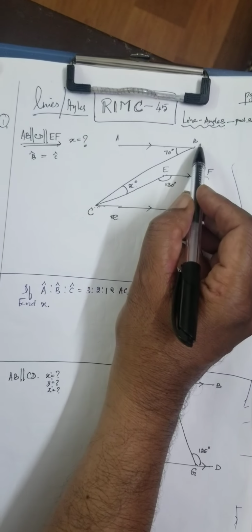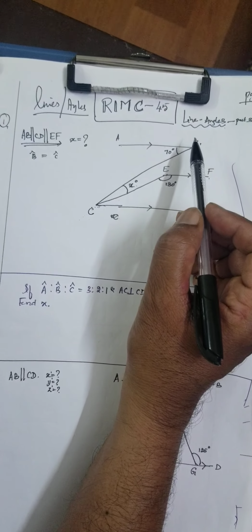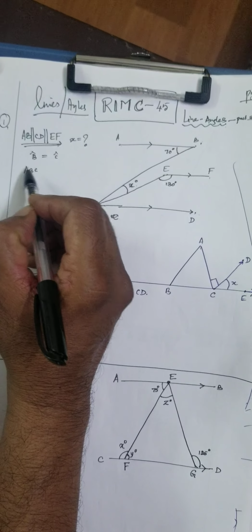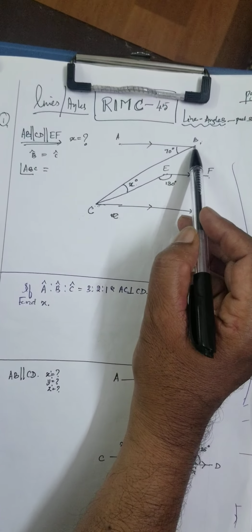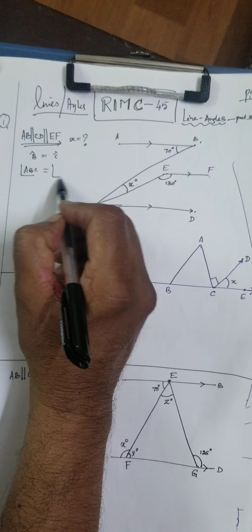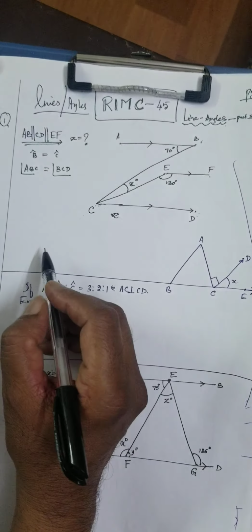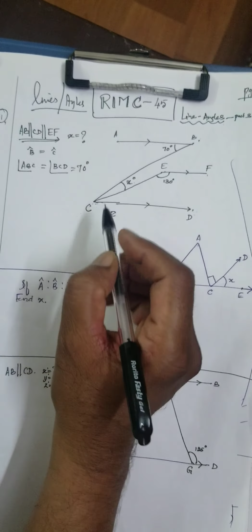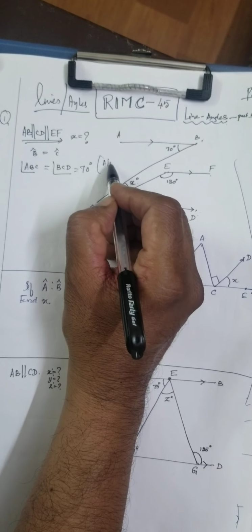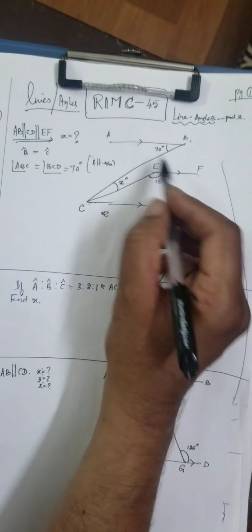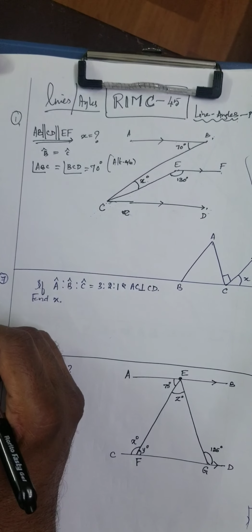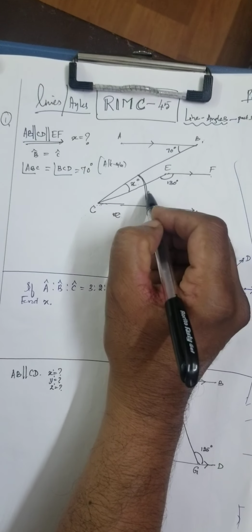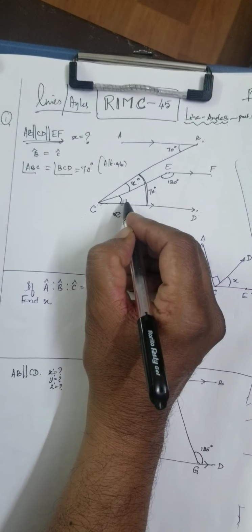But how to represent the angle B? Angle B can be written as angle ABC, which is equal to angle BCD. Angle BCD is equal to 70 degrees, is it not? 70 degrees, because alternate angles. It looks like Z. Therefore, this full angle is 70 degrees.